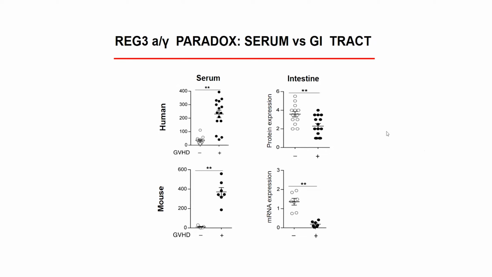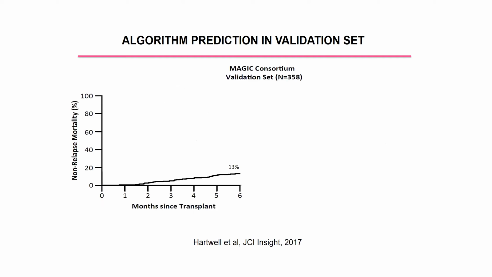Here we see data from about 30 patients where the serum levels of reg3 increase, in this case, about 10-fold. This was at the onset of graft versus host disease. Whereas when we looked at immunohistochemistry in a semi-quantitative way for reg3 staining, the protein expression decreased by at least 2-fold. So what we see in the mouse is not an artifact of what happens in humans.